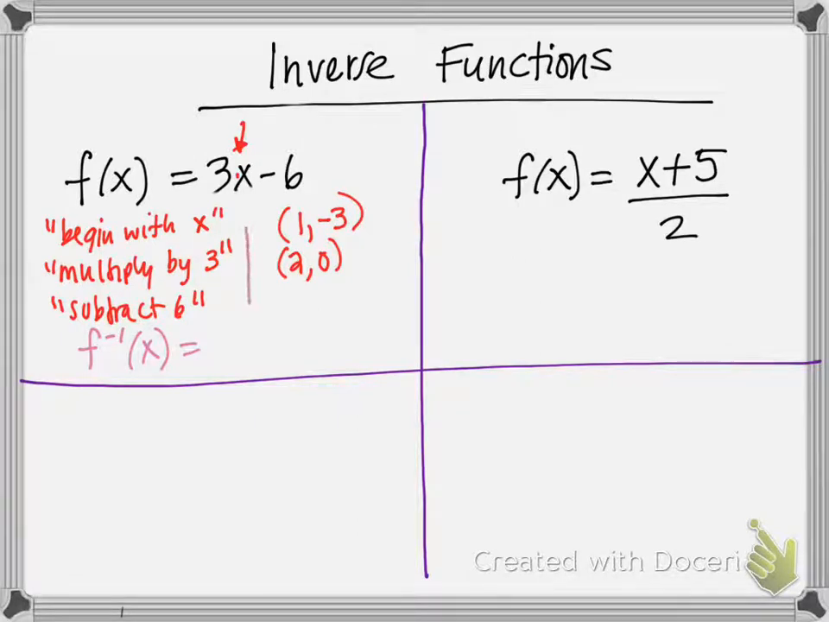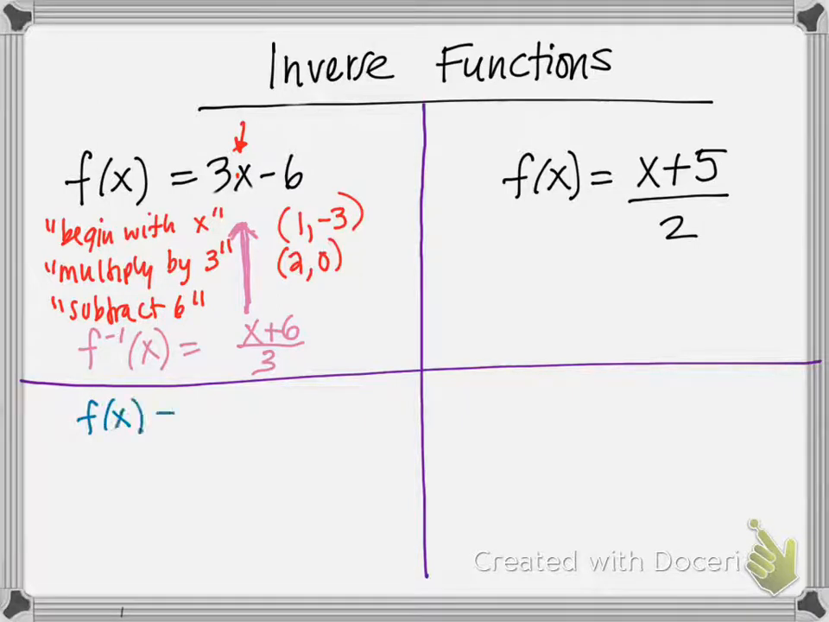So all we're going to do is go backwards, and inverse means opposite. So we're going to be doing the opposite. We're going to start with x. And then instead of subtract 6, we're going to add 6. And then instead of multiplying by 3, we're going to divide by 3. So this is our inverse function. All we're doing is starting down here at the last thing that we did to it, and then we're going back up our process.